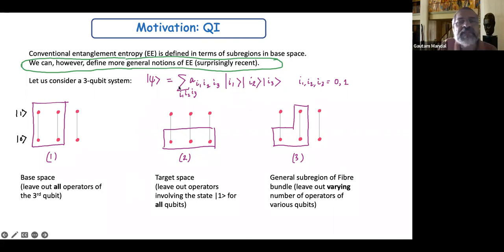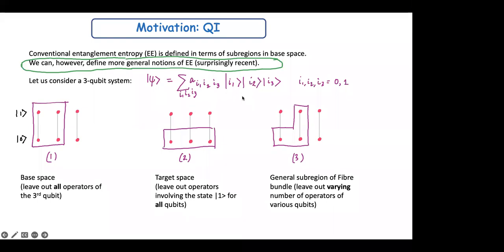Can my cursor be seen? Yes, I can see the cursor. Okay, good.